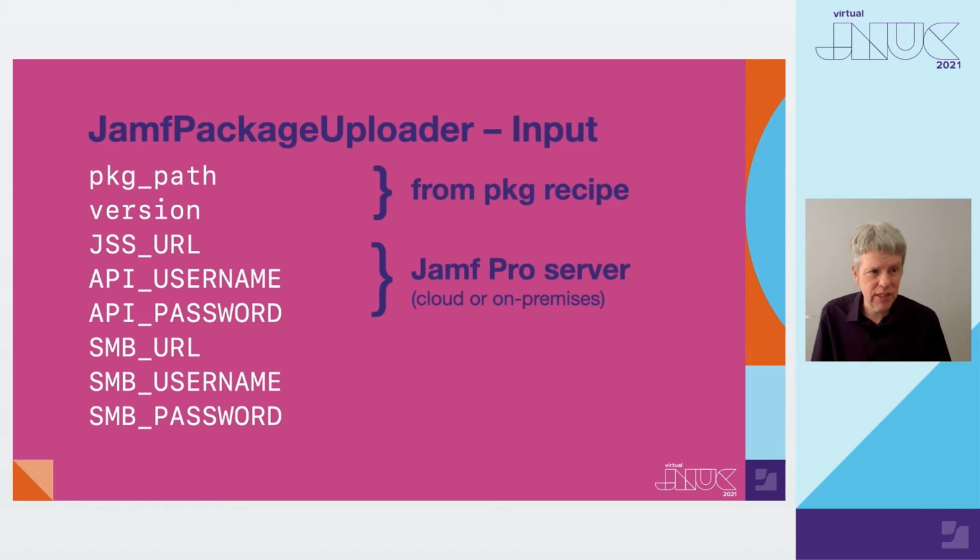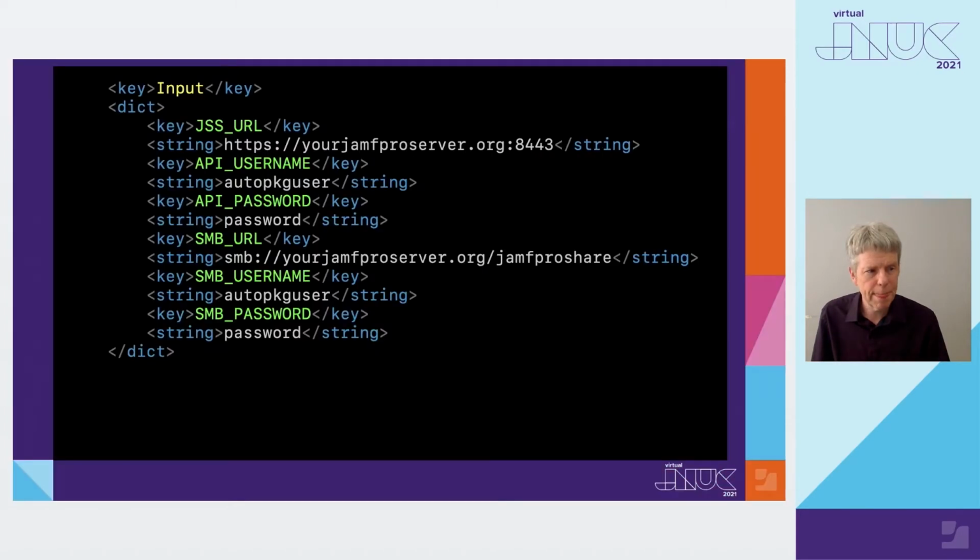Because the password for this account will be stored in plain text on your system, I recommend setting up a separate AutoPackage user account that has just the privileges you need. Details on which privileges are needed are available in the Jamf Uploader wiki. If you are using an on-prem Jamf Pro server, you will also need to specify the location of the share. I recommend using the same AutoPackage-specific account. The Jamf Category Uploader processor requires similar information for the Jamf Pro server.